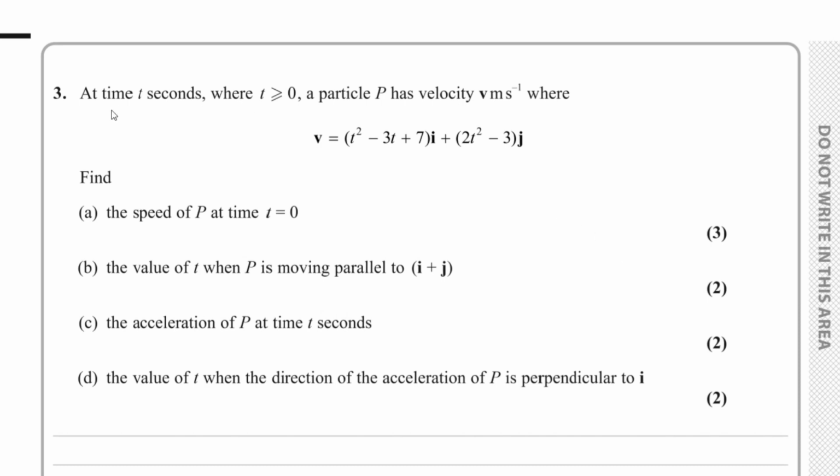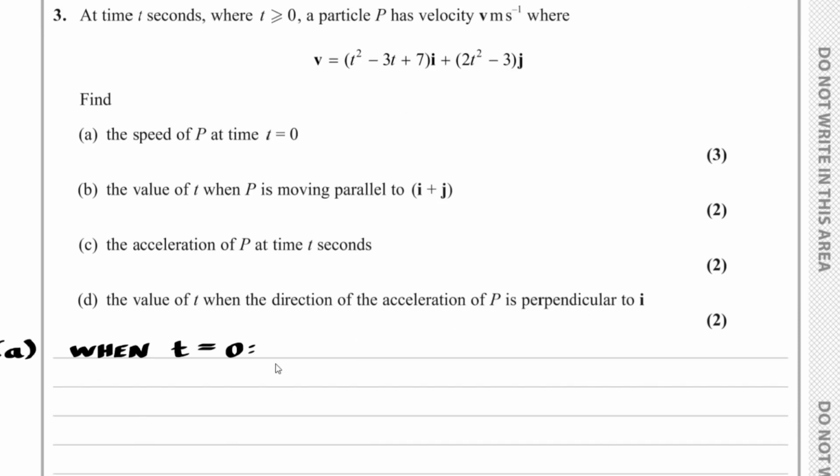Question number 3. At time t seconds, where t is greater than or equal to 0, a particle P has velocity v meters per second, where v equals t squared subtract 3t plus 7 in the i direction and 2t squared subtract 3 in the j direction. We have to find, for part A, the speed of P at time t equals 0.